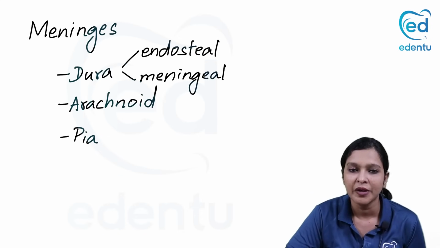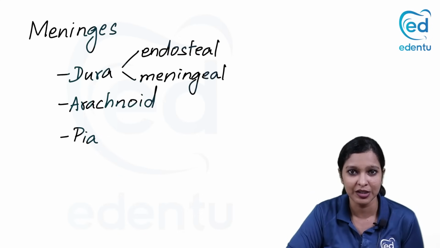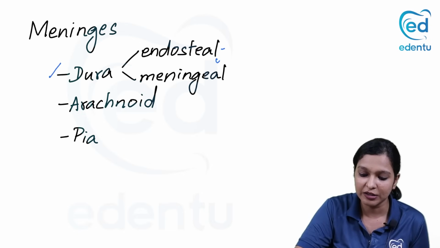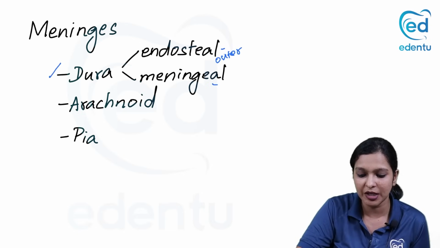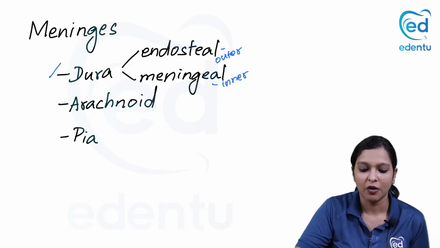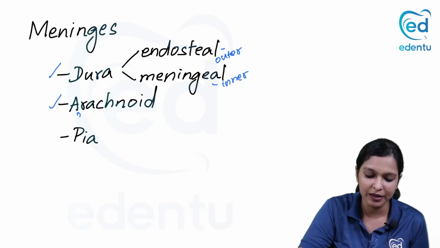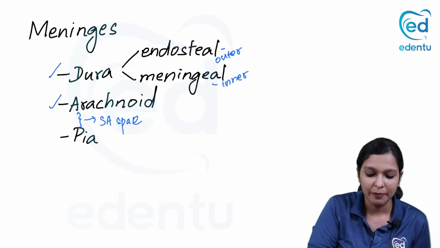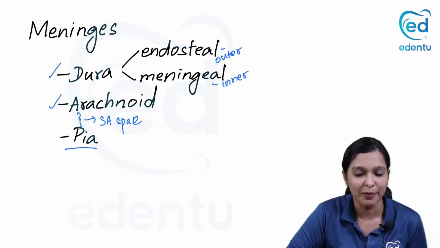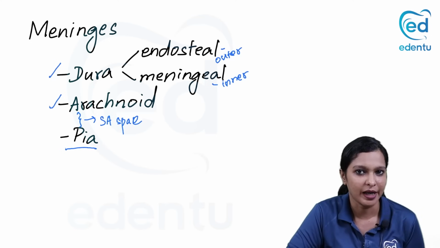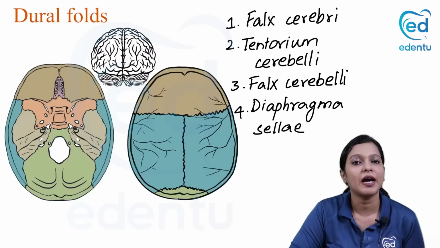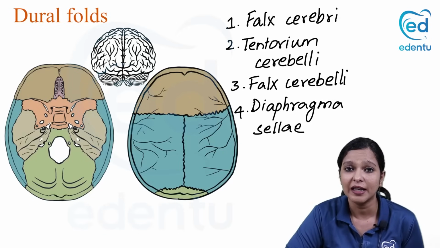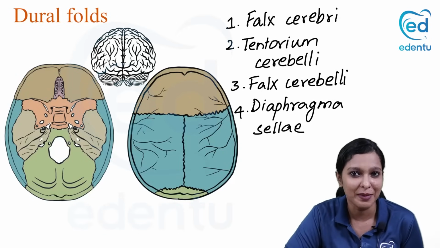Now, I told you that the cranial dura mater has two components. The endosteal is the outer layer and the meningeal is the inner layer. The second meningeal layer is the arachnoid. Between the arachnoid and pia, we have the subarachnoid space. Pia is the innermost layer of meninges. This immediately covers the brain. Now I told you there are dural folds formed by the inner layer. The inner layer of dura mater is called the meningeal layer.